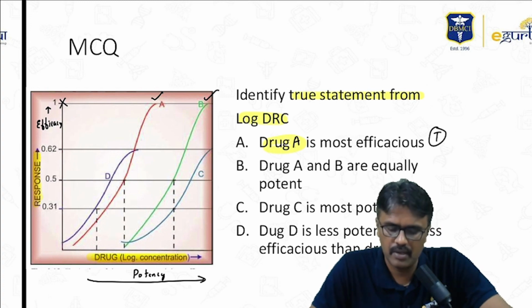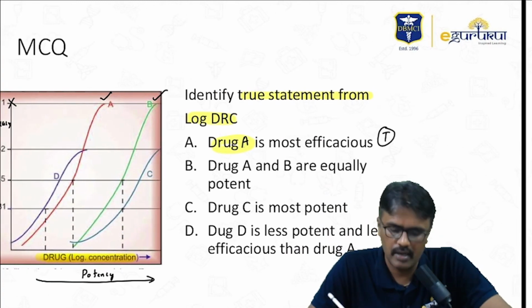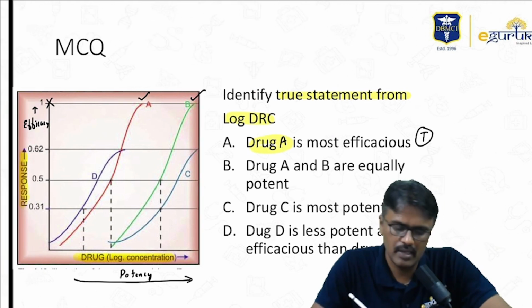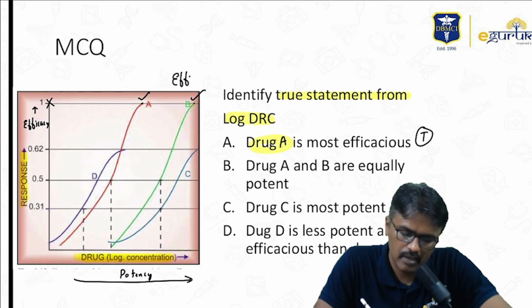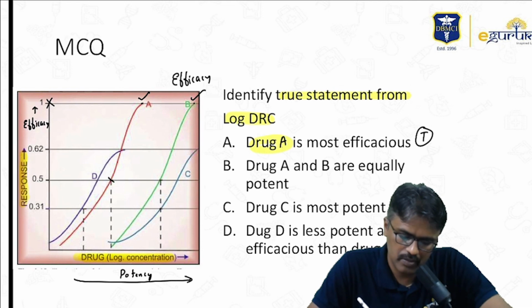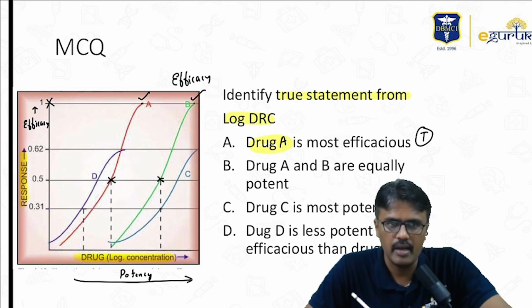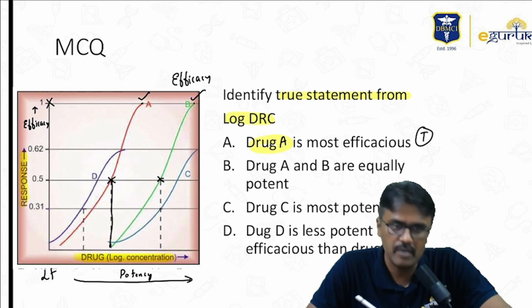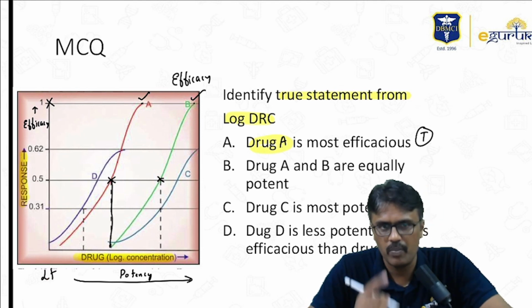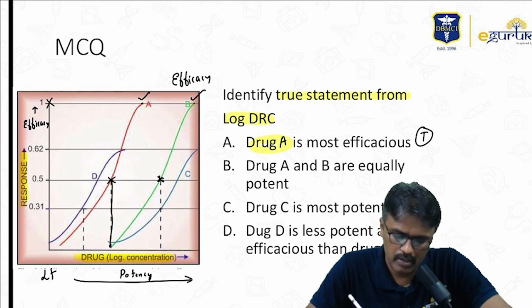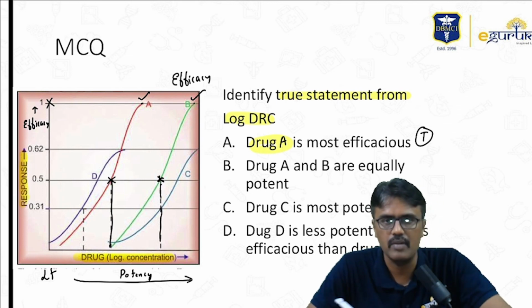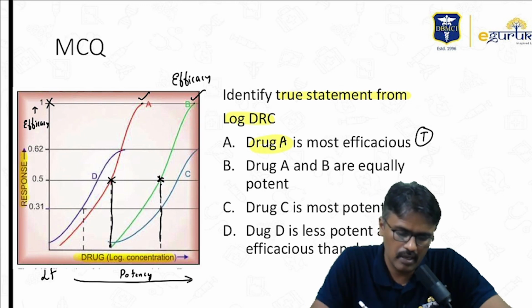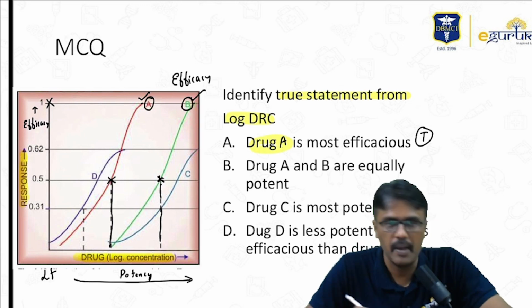But let me not stop here and read other options. Drug A and B are equally potent. Now potency means relative to dose. Drug A and B are not equally potent, but they are equally efficacious. Now if I want to compare the potency, I take the ED50, and if it is closer to the left hand side, that means it is more potent, and if you use the drug in more quantity, it is less potent. That is what I told you, they are inversely proportional. So drug A is more potent than drug B.